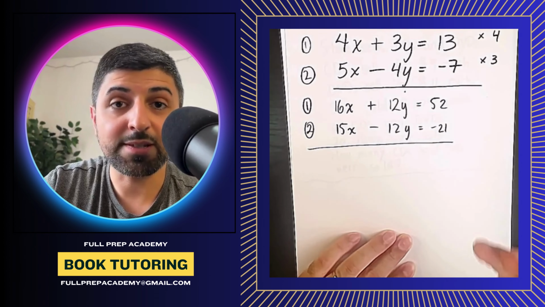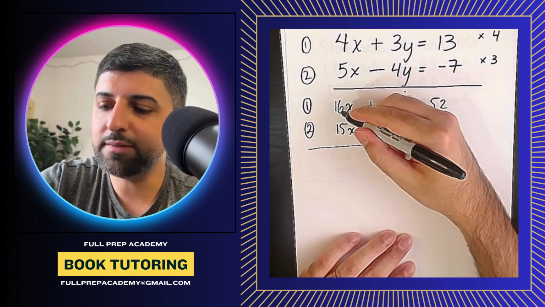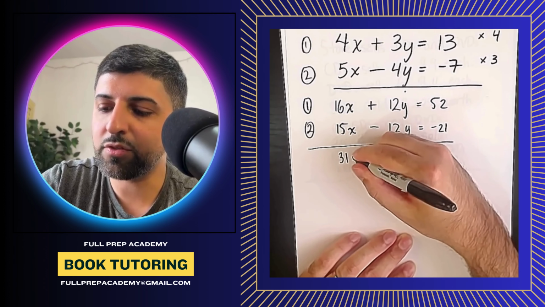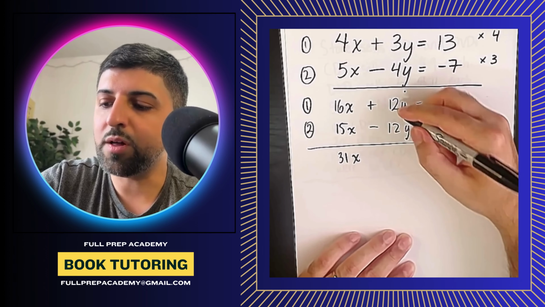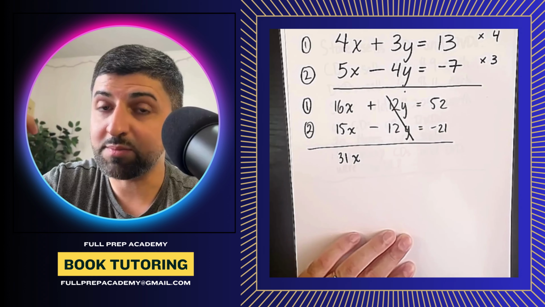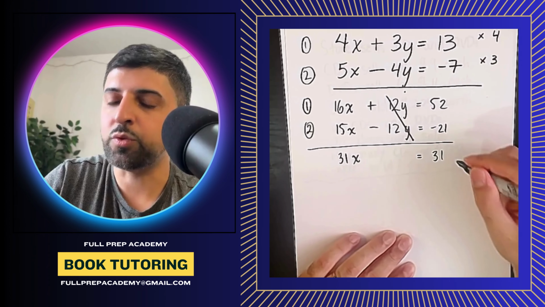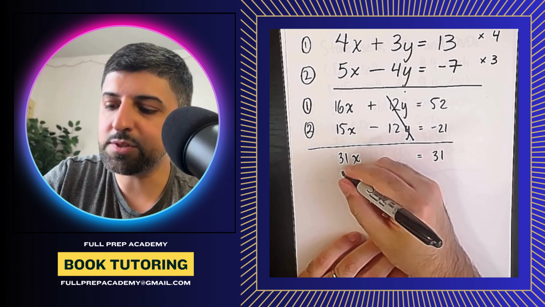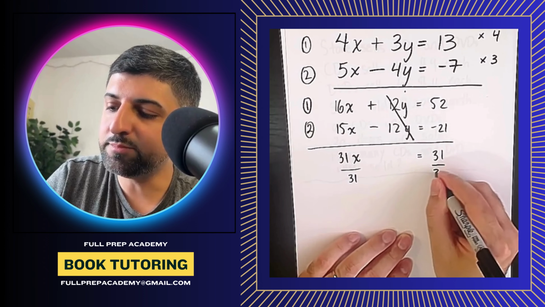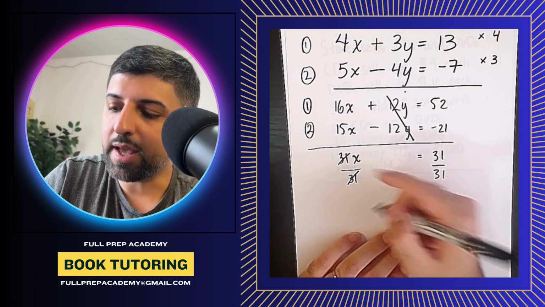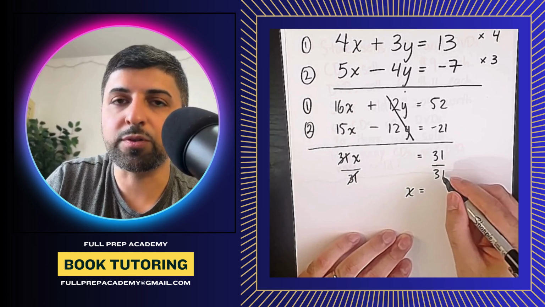Collect like terms. That's the next step, right? So, okay, 16 and 15 make 31x. 12 and negative 12 cancel or eliminate. And 52 take away 21, 31. Next step, solve for the variable. Divide by 31. X is going to be 31 over 31. That's 1 whole.